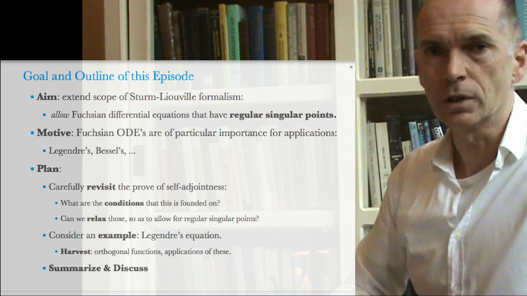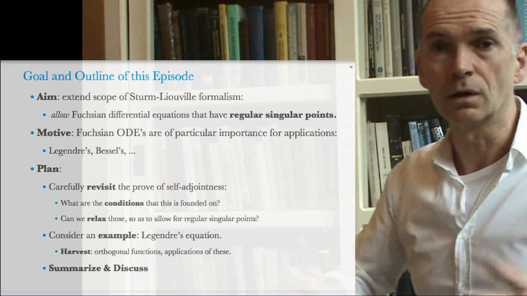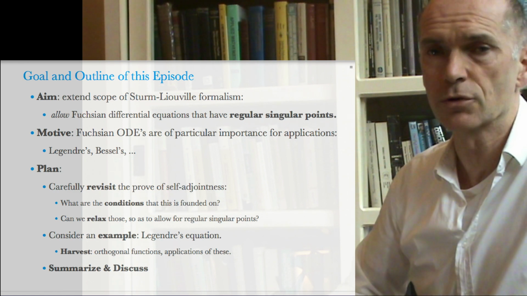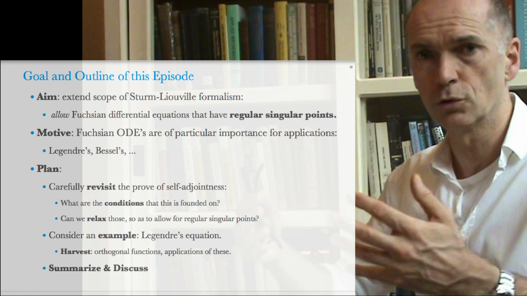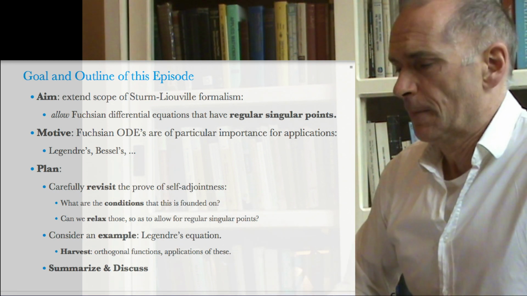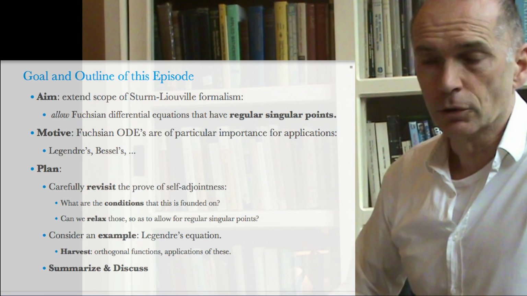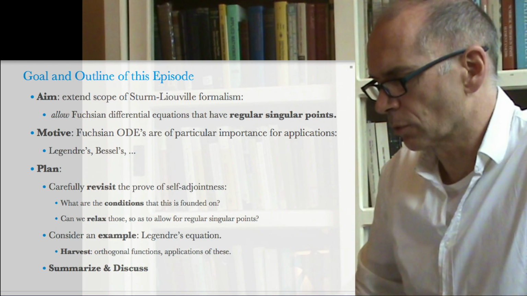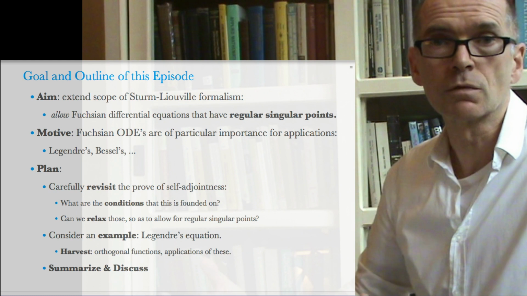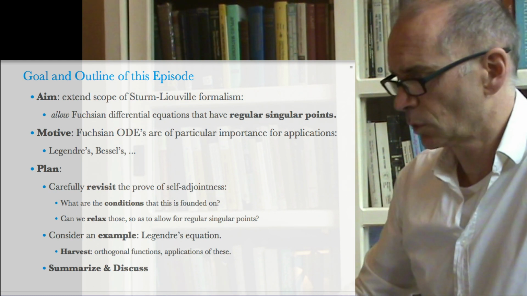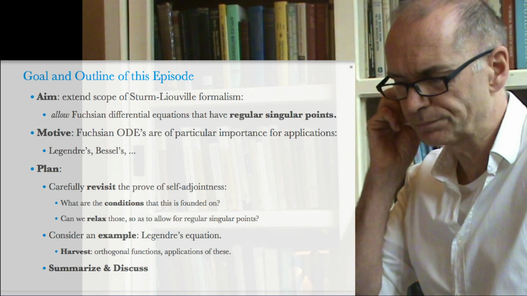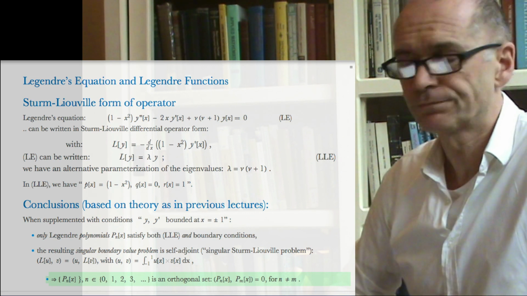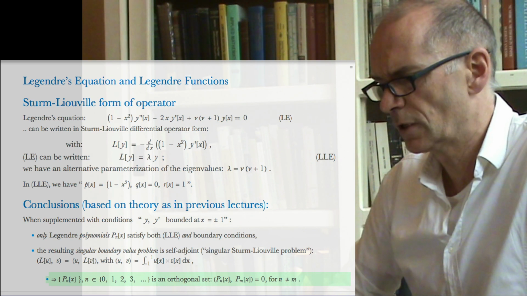So we see that very nicely, the regular singular points and the Frobenius theory that we use to analyze what happens to the solutions at the regular singular points very nicely falls into place if you put it in the context of Sturm-Liouville theory. And the harvest will be orthogonal functions. Then, of course, if you have self-adjointness, you can expect to have orthogonal functions. So we will see. We'll study this now in the context of Legendre's equation and Legendre functions.